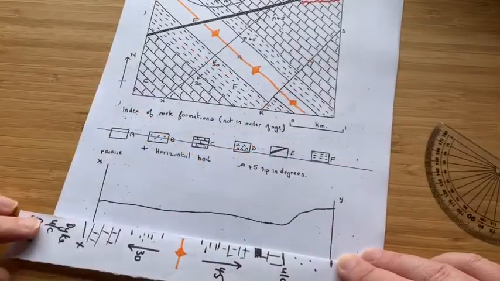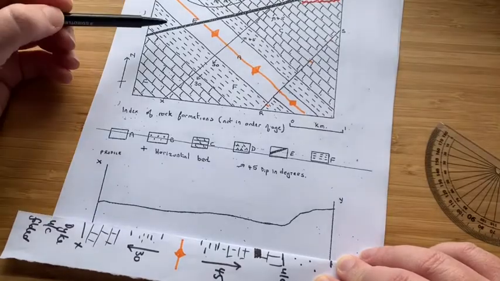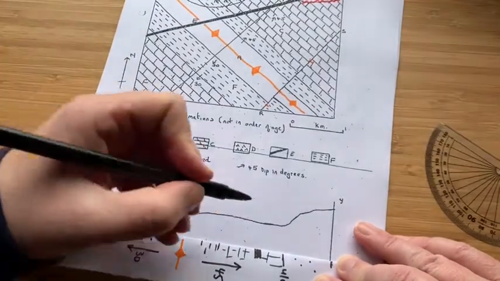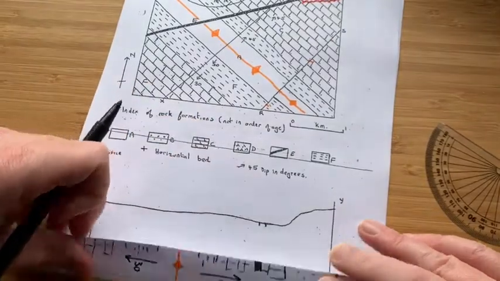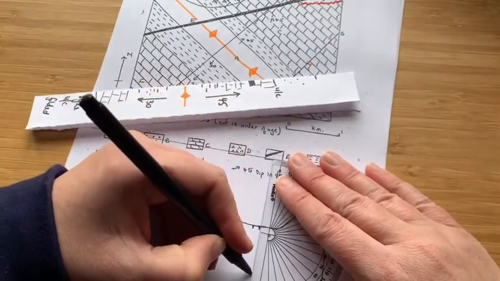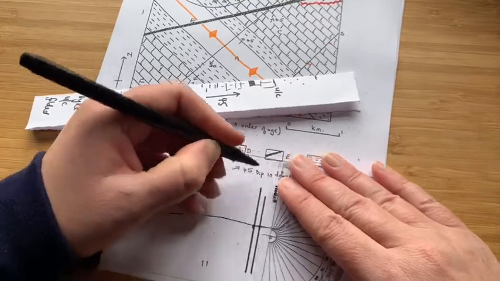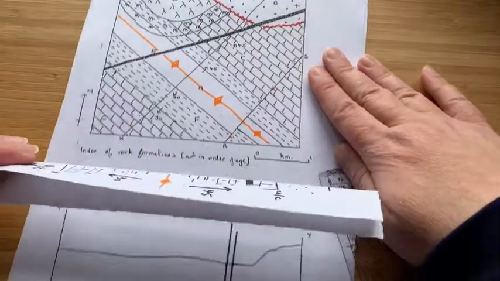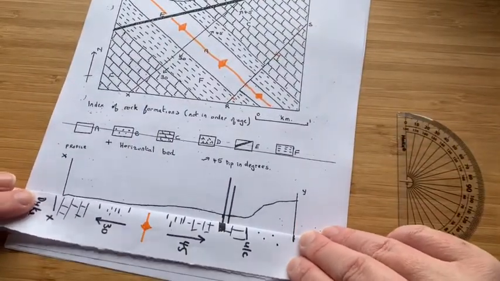Okay, let's do this cross section. First thing I'm going to do is look at the dike. Because it's a sheet-like body and it's straight on the map, this will suggest that it's vertical. So I'm going to mark the dike onto the cross section and draw it again all the way through the present day land surface up there because I know it cuts across everything on the map. Next thing I'm going to do is mark on the unconformity.